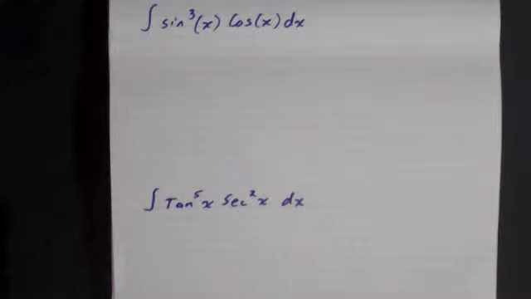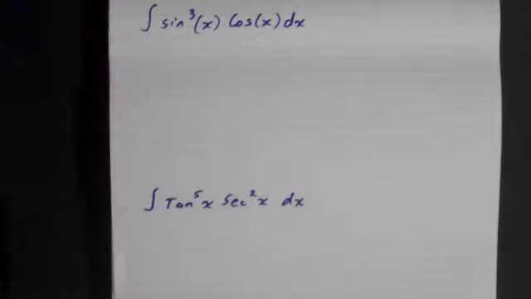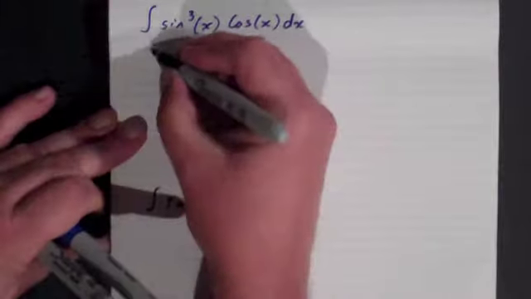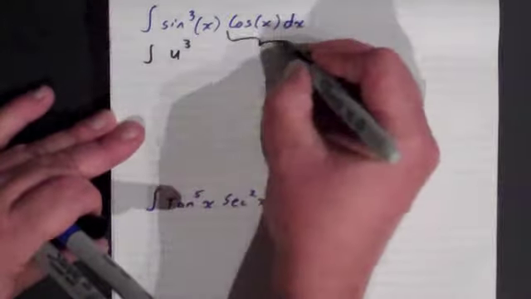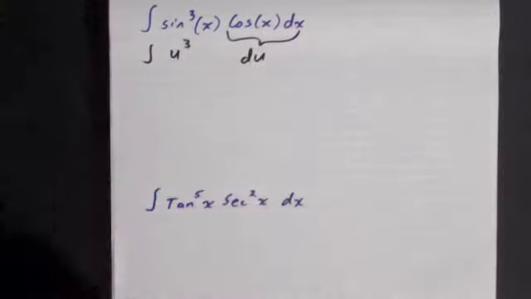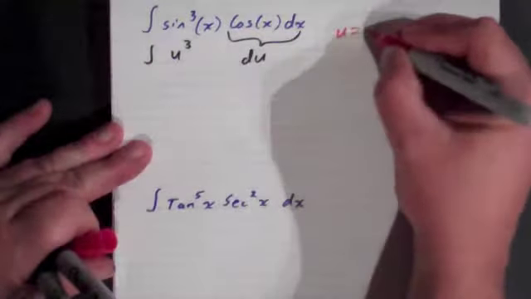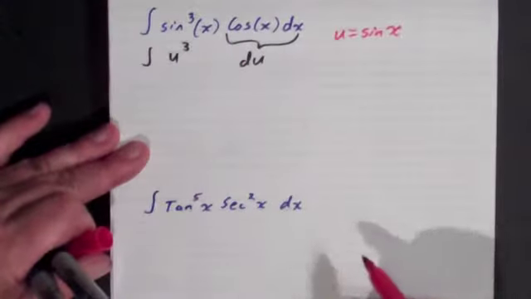Some of the trig integrals we are going to do will involve functions and their derivatives, such as sine. The derivative of sine is cosine. So I'm going to try and turn this into u to the third du. This is a u substitution. So if u equals sine of x, this would be sine to the third.